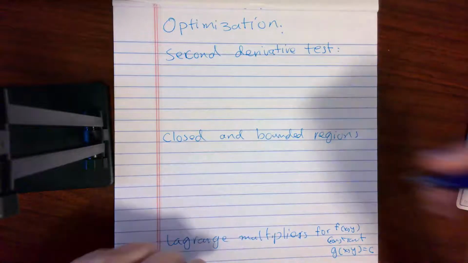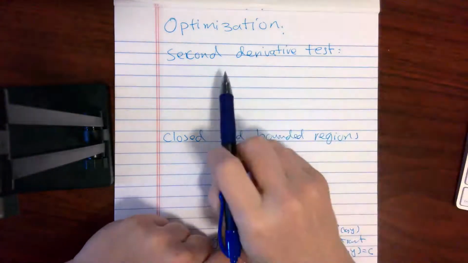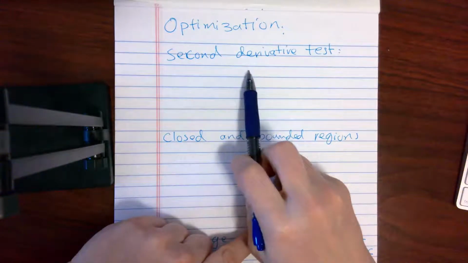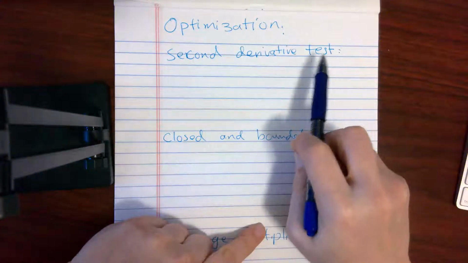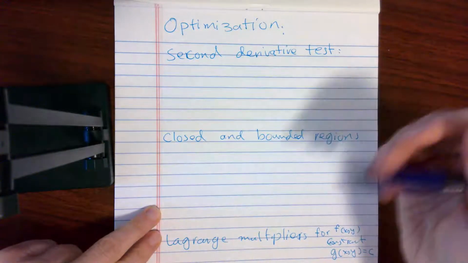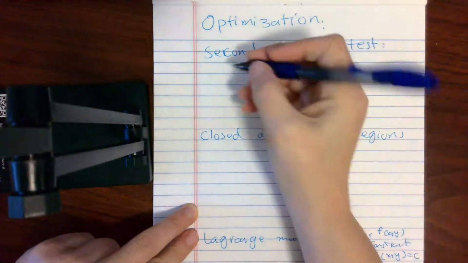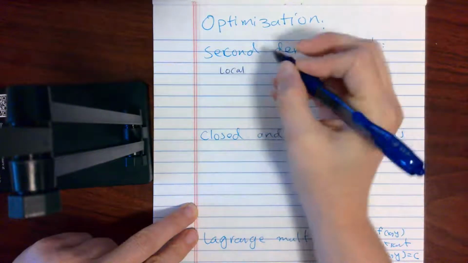So let's do an overall optimization review. First, let's do the second derivative test. When do we think about applying the second derivative test? When you want to find local extrema.